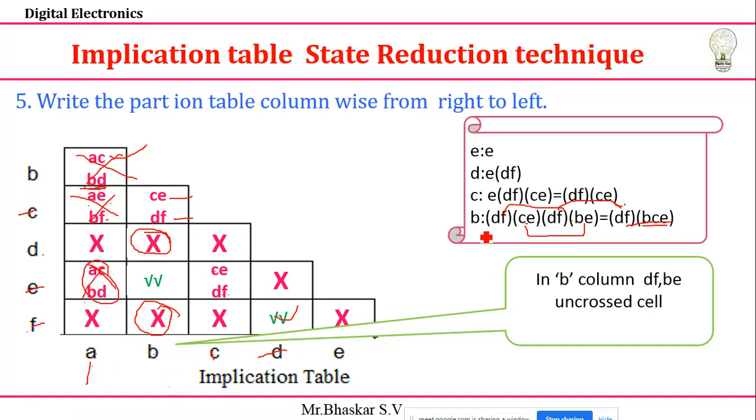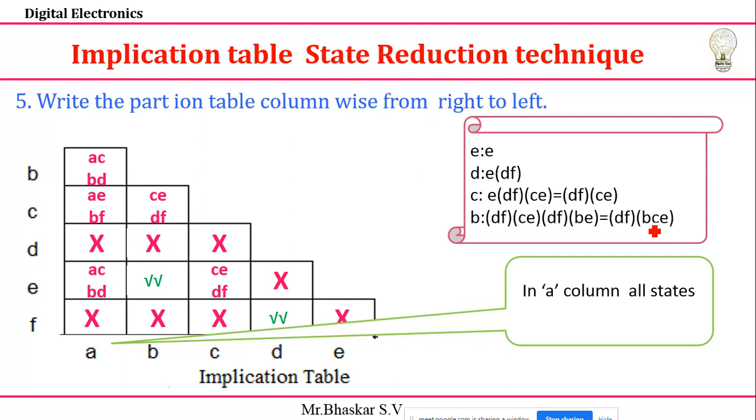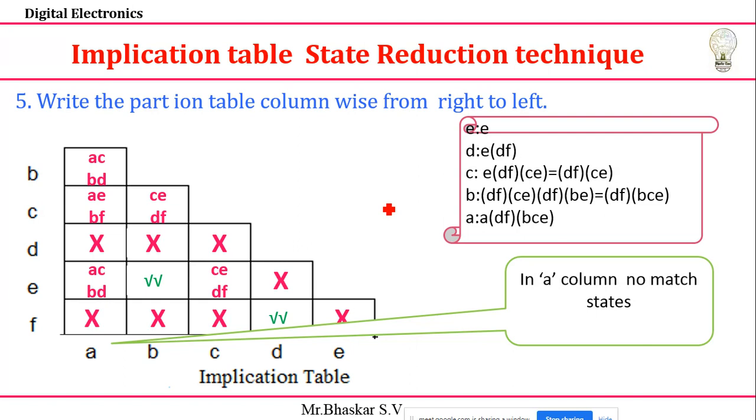I'll write A as it is. Then I'll carry this forward, and in the A column all states we need to have. We have some uncrossed states, but they are not satisfied to consider. Then I'll consider A as it is. So in the A column no match state is there, then I'll write A, DF, BCE. A, DF and BCE.